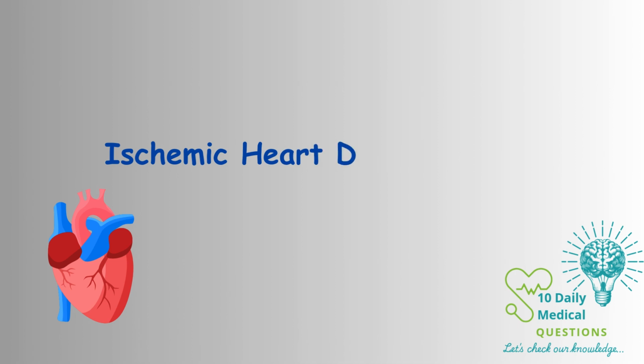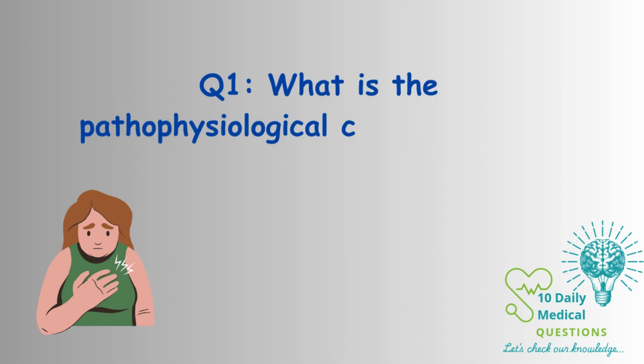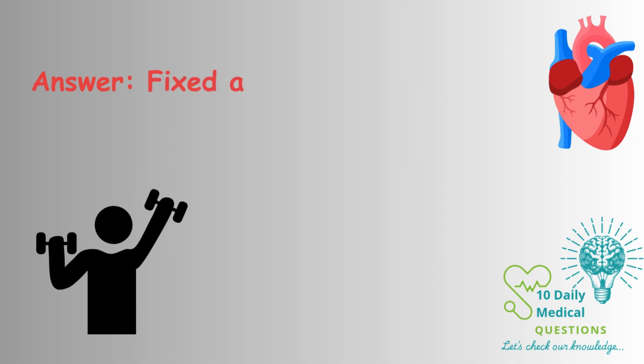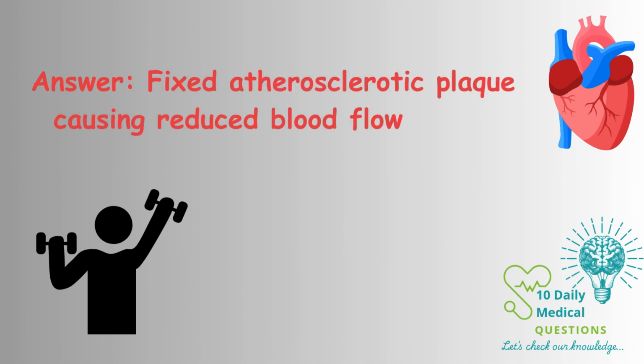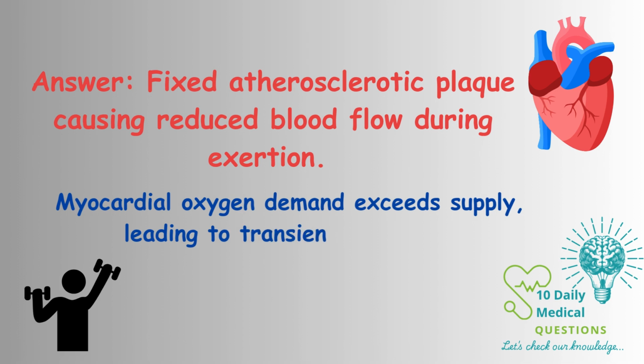Now let's go through the questions on ischemic heart disease. Question 1. What is the pathophysiological cause of stable angina? Answer: fixed atherosclerotic plaque causing reduced blood flow during exertion. Myocardial oxygen demand exceeds supply, leading to transient ischemia.